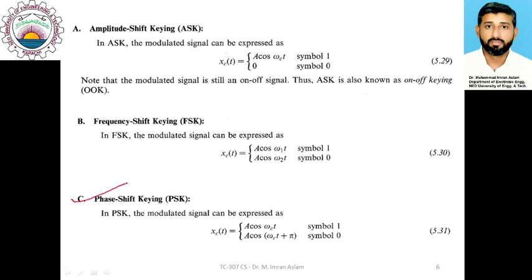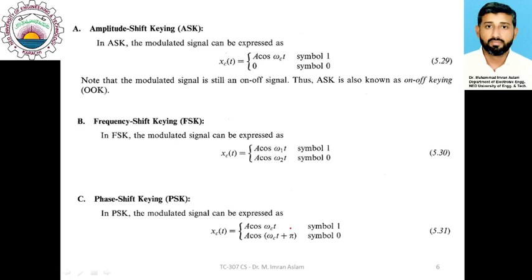And the third scheme is phase shift keying, PSK. That means we will be using the same amplitude and the same frequency, however we will only be changing the phase. So you can see that we have a waveform which has amplitude A and the frequency omega c for both cases. However, for symbol 1 we have used the phase which is equal to 0. For symbol 0 we have used the phase which is equal to pi.